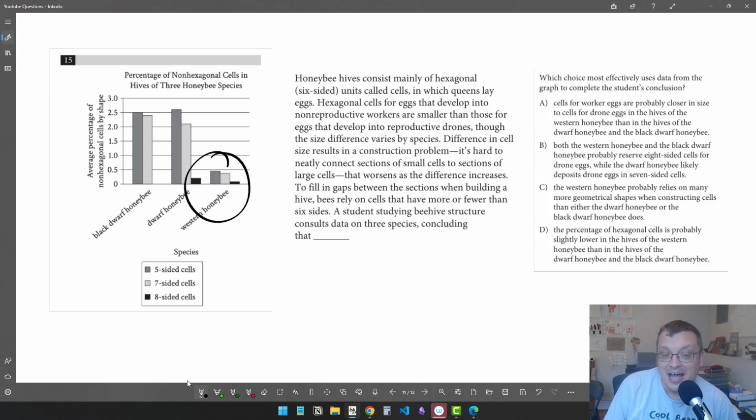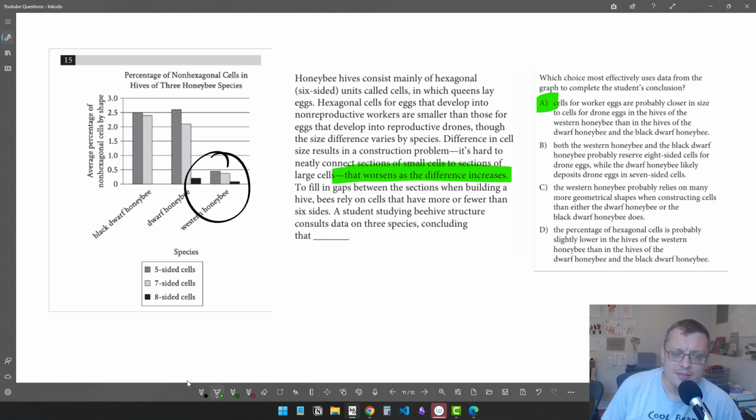And so since there's not many of these random cells here, compared to these other species, we especially focus again on this line, the difference between these cell sizes must not be so bad for the Western honeybee as it is for the other two, because they don't need as many correcting cells to fix it, whereas they need a lot. So therefore, A looks pretty good. A is establishing that difference we see in the data between the Western honeybee and the other 2 species and accounts for that difference given the setup here, given why they would have these different cells in the first place. So A is looking really good. But let's check the rest.